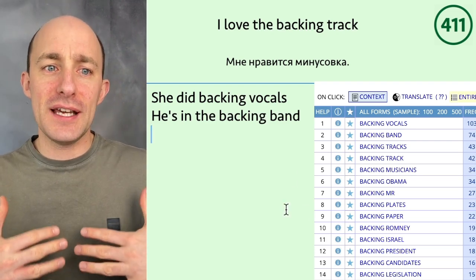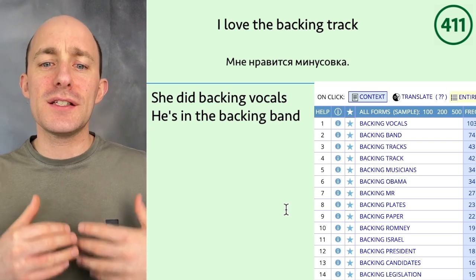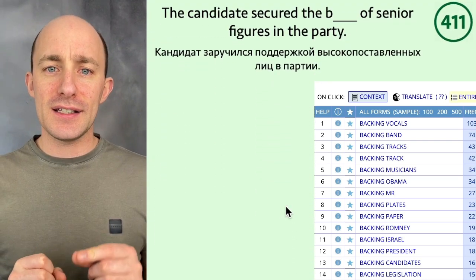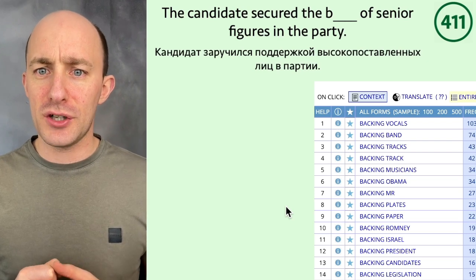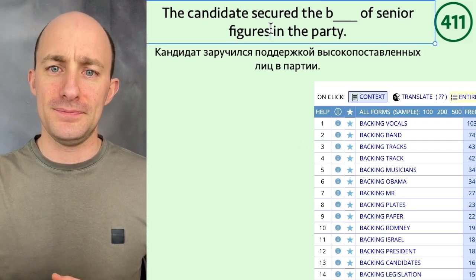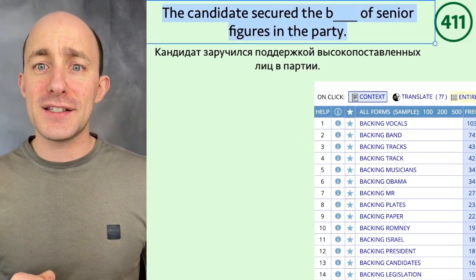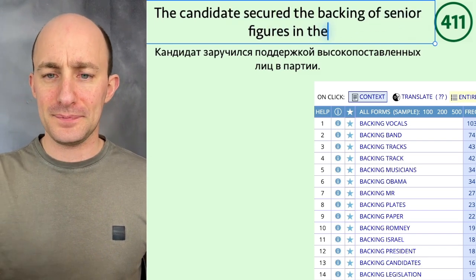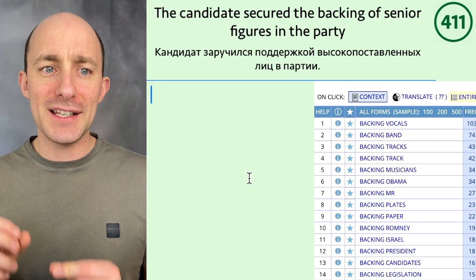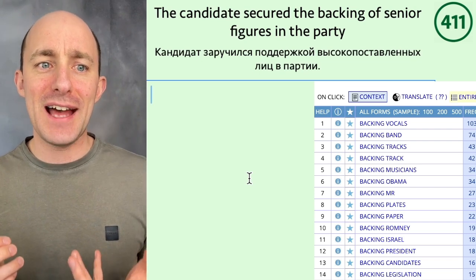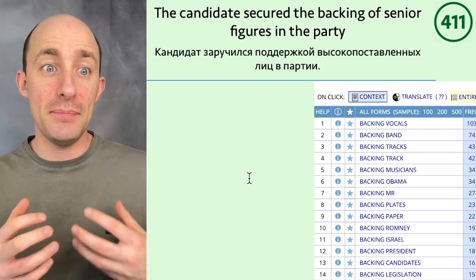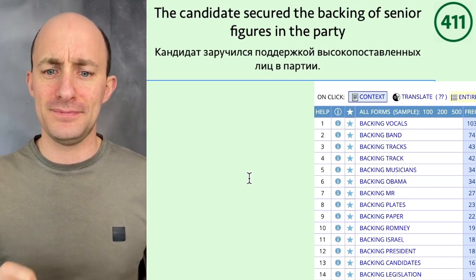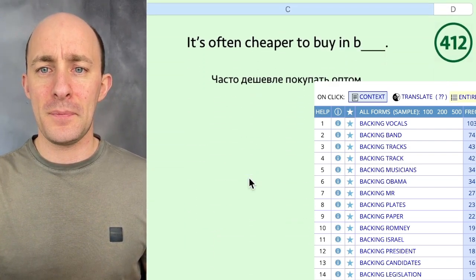So if something is a backing something, it always supports. So кандидат заручился поддержкой высокопоставленных лиц в партии. The candidate secured the backing of senior figures in the party. So to get someone's backing means to get someone's support. If I back somebody, I give them my support. Next one.